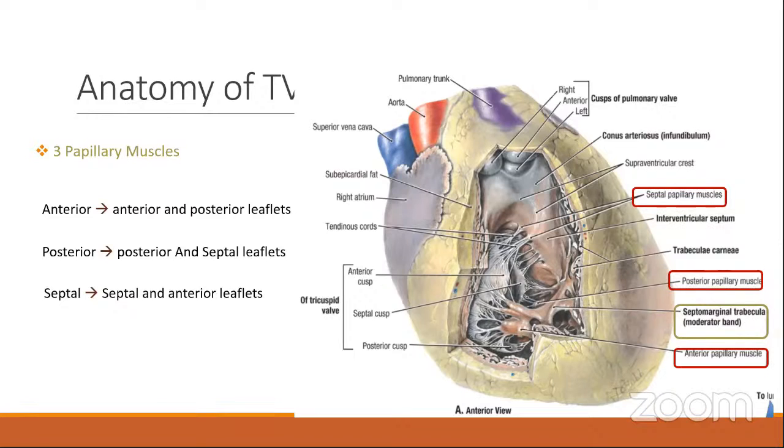There is the anterior papillary muscle, you can see it here. The anterior papillary muscle holds the anterior and the posterior leaflets. The second is the posterior papillary muscle here, and it holds the posterior and the septal leaflets together. And the last one is the septal papillary muscle. It holds the septal and the anterior leaflets.